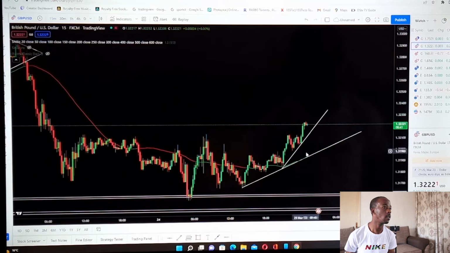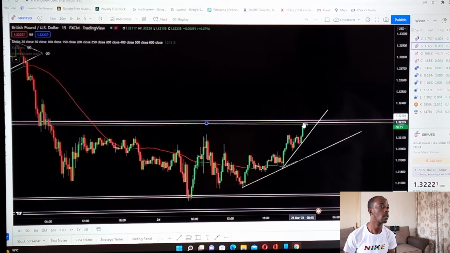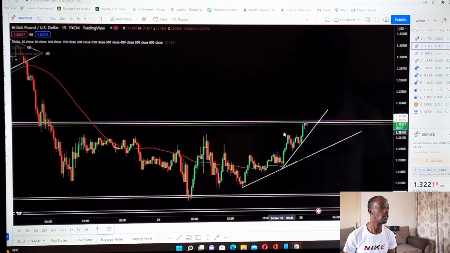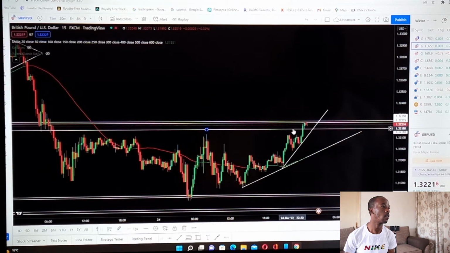So on 15 minutes I'll just put a support level here. Also I'll put a support level here. Let me exit, and let me put a resistance level. The resistance level will be here. The reason I put this resistance level here, I go back, guys, I say here.